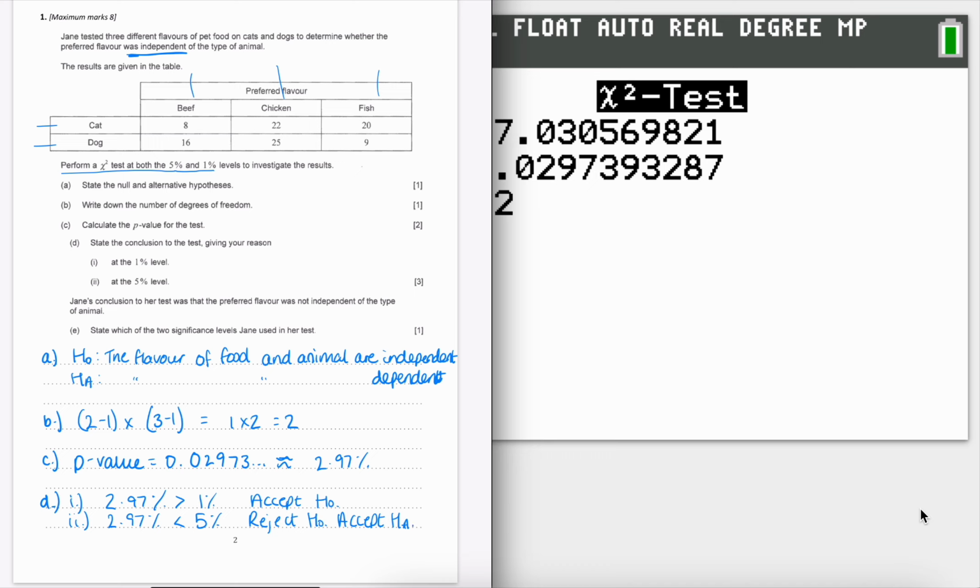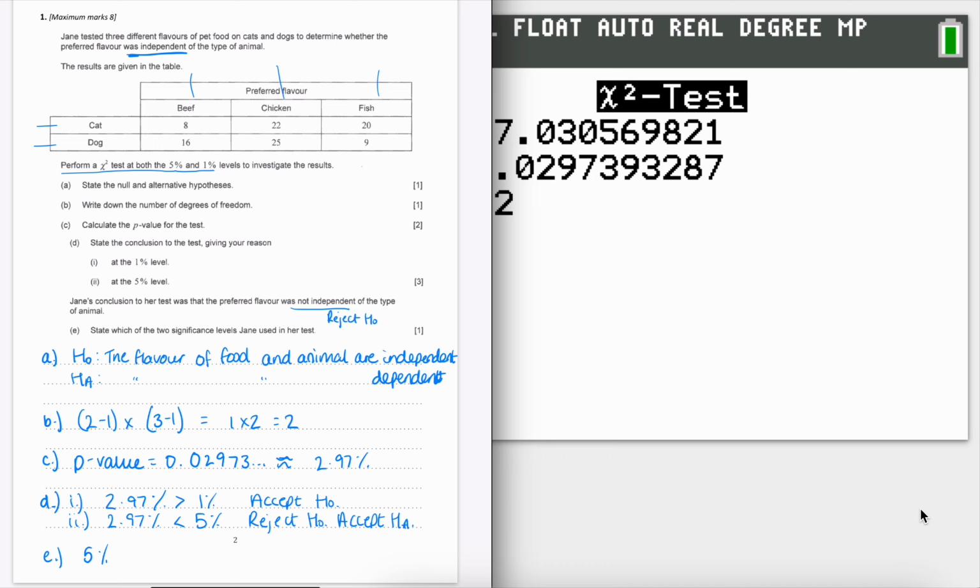And then the last question there is state which of the 2 significance levels that Jane uses. And her conclusion was that it was not independent. Okay, so not independent means that we have rejected H0. It's a bit of a funny wording there. So not independent means it is dependent, so it's rejecting H0. And if we look back, we can see which one rejected H0, and therefore Jane must have done the 5% significance level in order for it to be rejected.